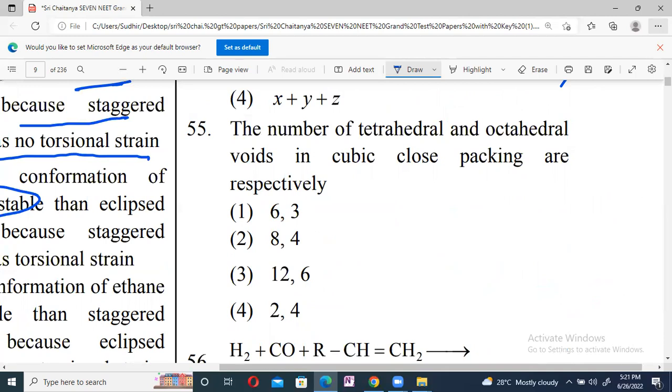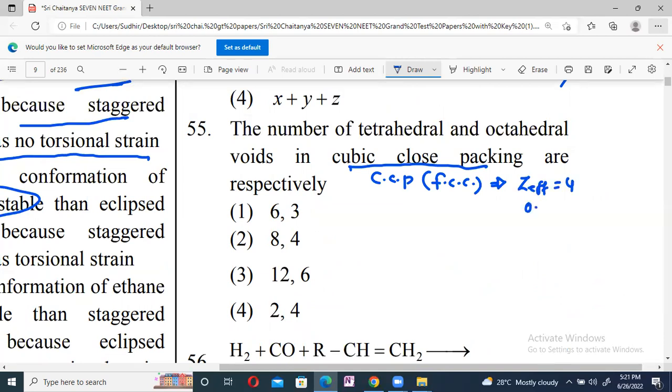Question coming from solid state. The number of tetrahedral and octahedral voids in CCP. I hope everybody knows this. CCP is nothing but FCC; FCC is also called CCP. And for CCP or FCC, your Z effective value should be equal to 4.